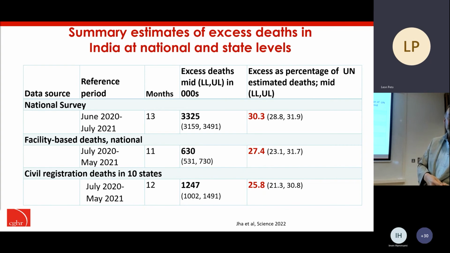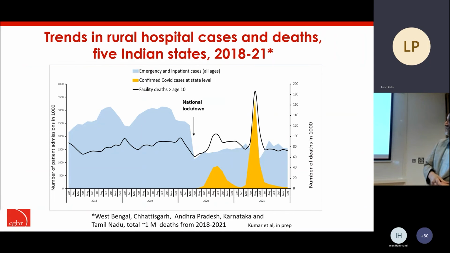If India has 10 million deaths a year, then what was the excess? Well, it was between 26% to 30% excess, so between 2.6 to 3 million conservatively. WHO's estimates are even higher. They think it's about 4 million deaths. Now, to get into the details of the facility data, because I think it's informative.